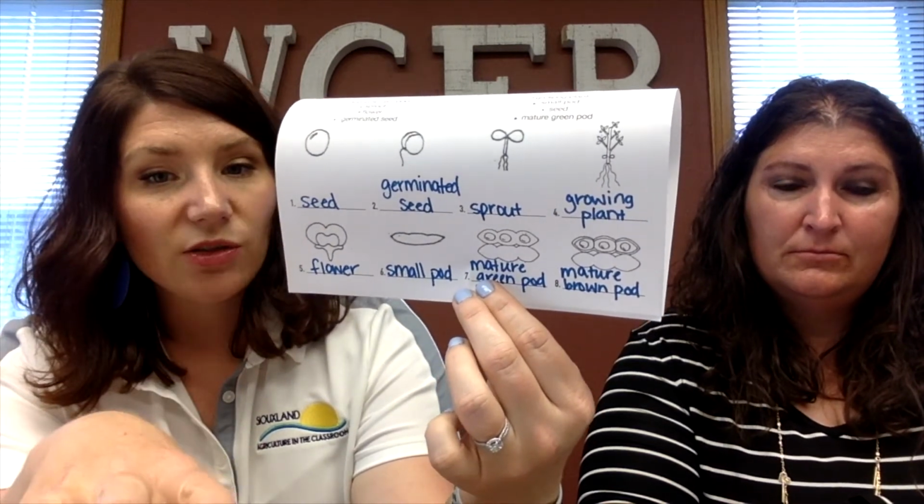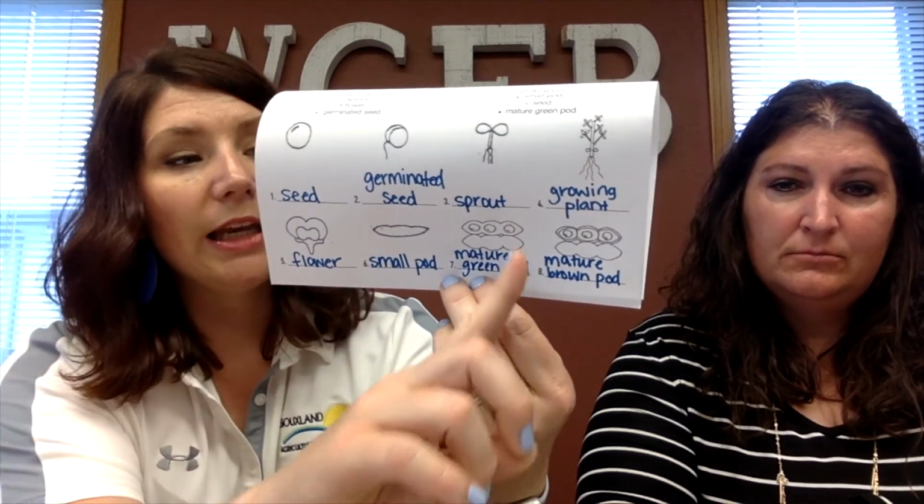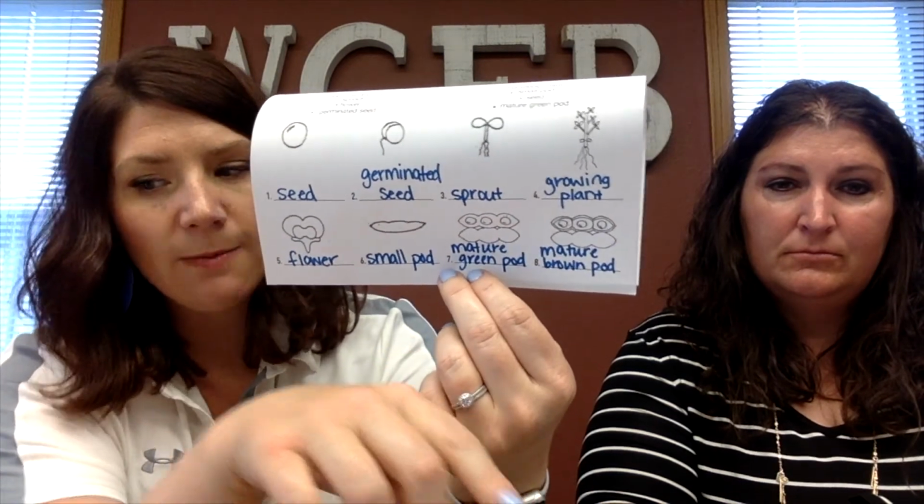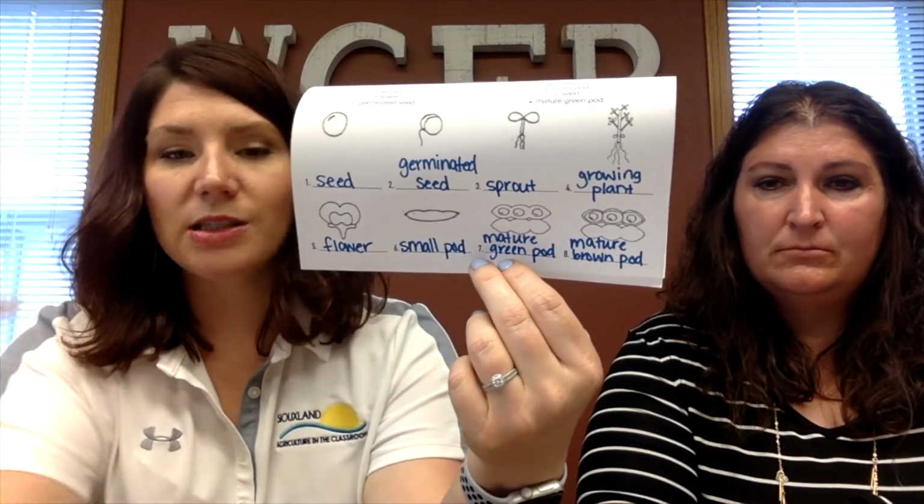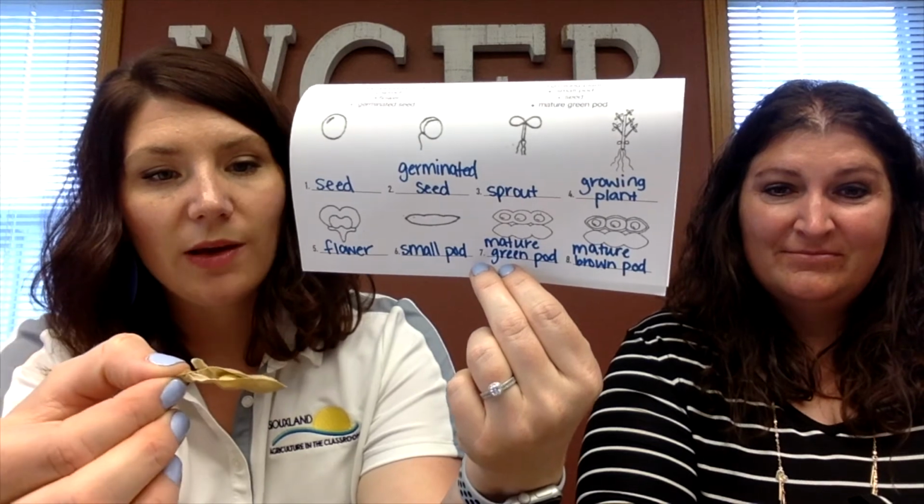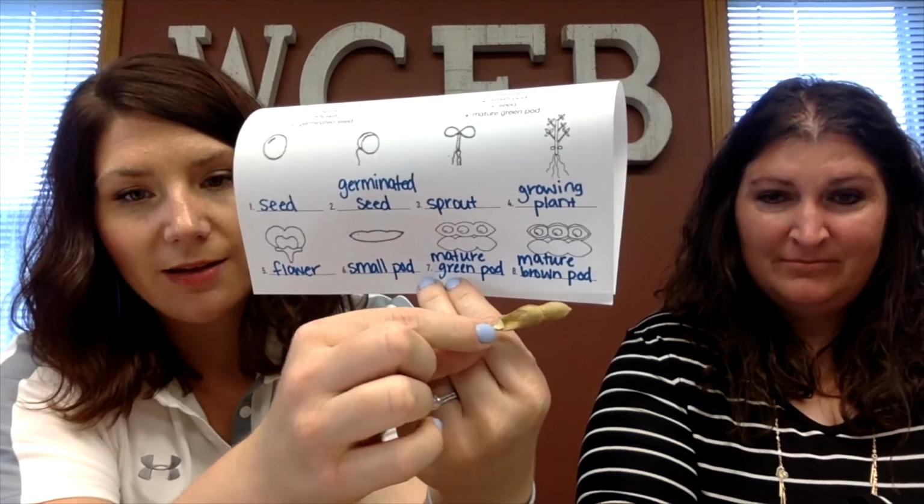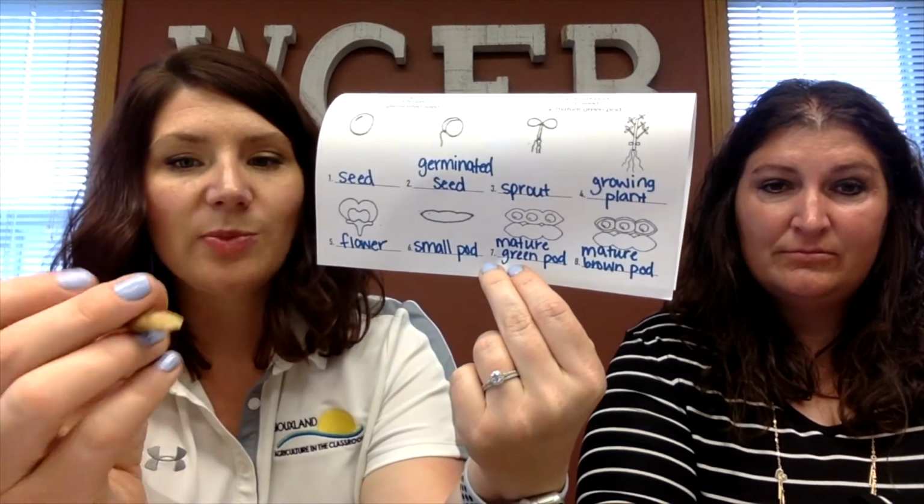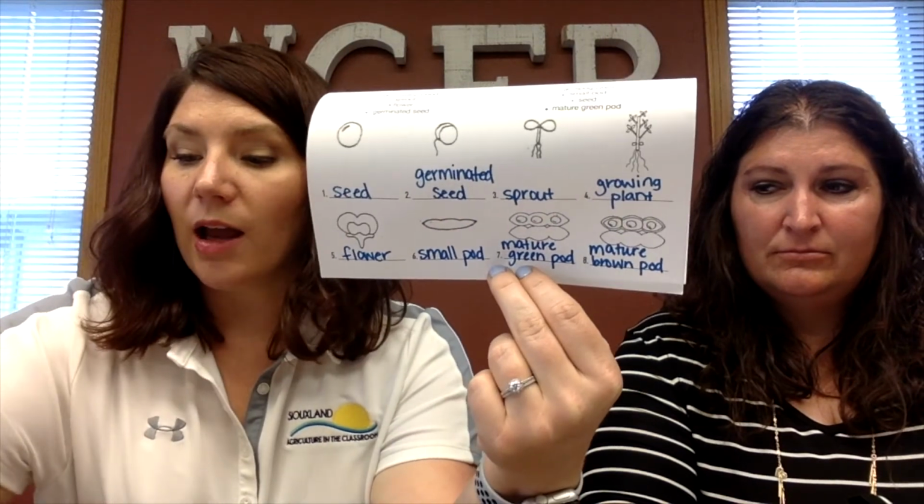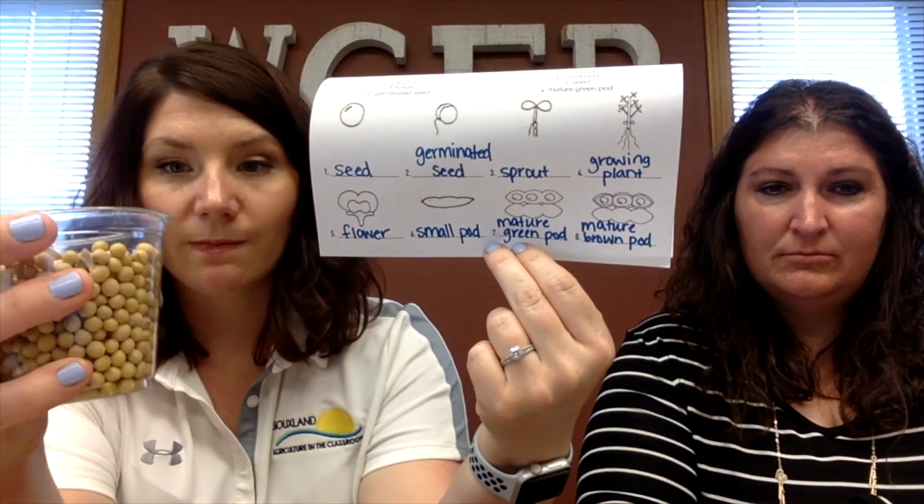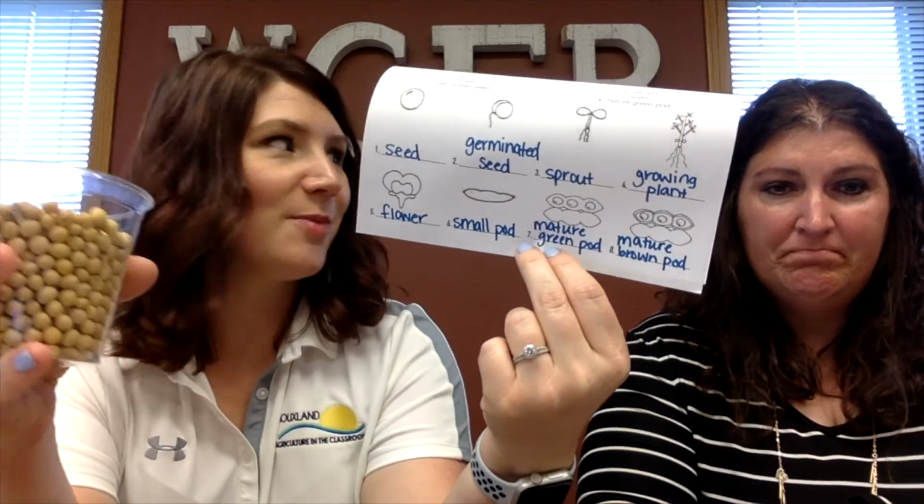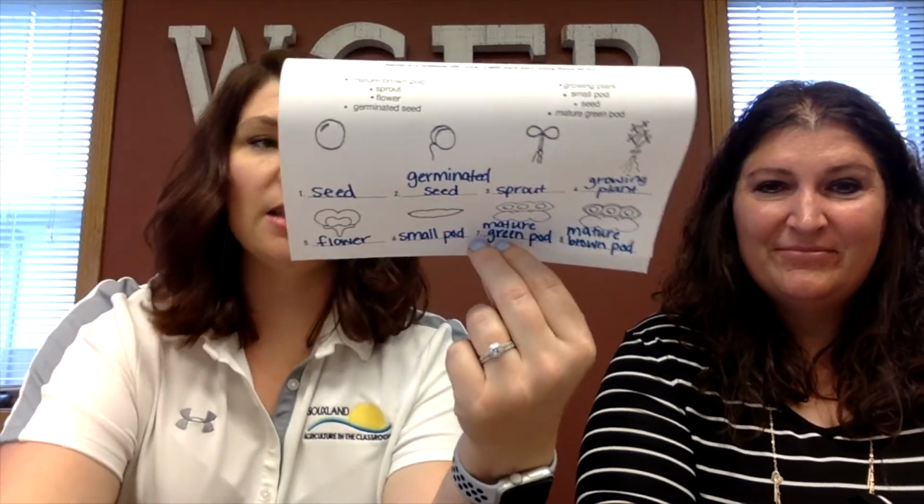Those flowers will turn into a little pod. That pod stays green as it continues to grow, and each one usually has 3 beans inside. And then the final stage, once the plant dies and dries out, we have this mature brown pod, and these are what we harvest. This pod stays in the field, and when we harvest, we're just harvesting this cup of beans. A lot more than a cup, but we're just harvesting those beans.